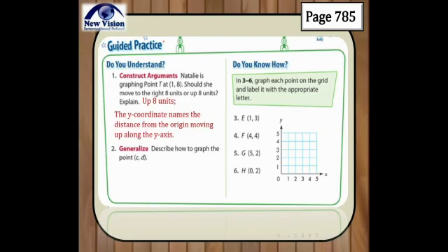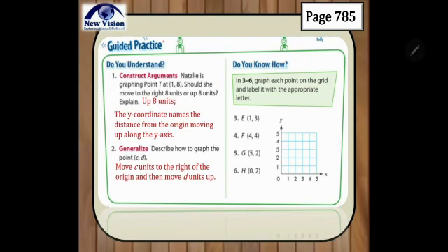Number 2, describe how to graph the point (C, D). So here, C is the x-coordinate and D is the y-coordinate. So we're going to move C units to the right of the origin and then move D units up. In 3 to 6, graph each point on the grid and label it with the appropriate letter.